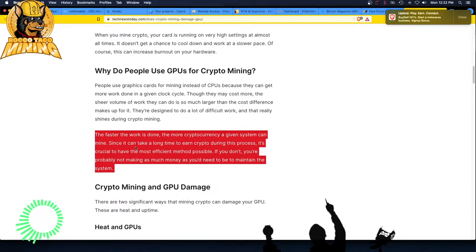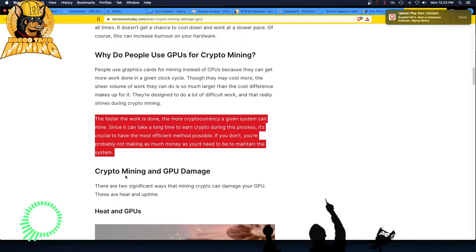You can do ASICs, you can do CPU, you can do GPU. You can use your CPU to mine certain coins and get paid out in Bitcoin. There's lots of ways to do things.